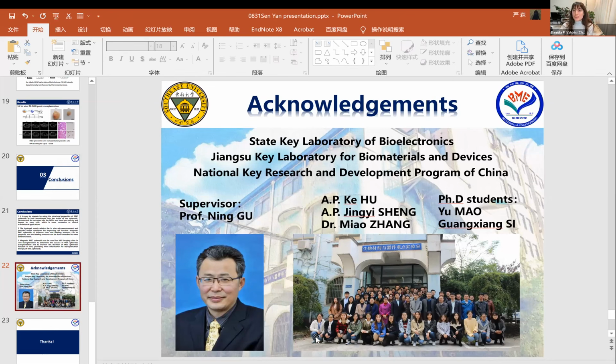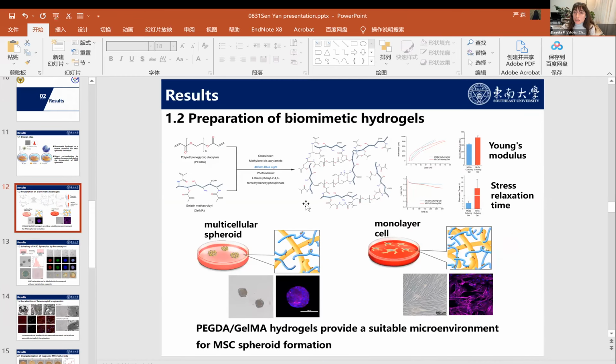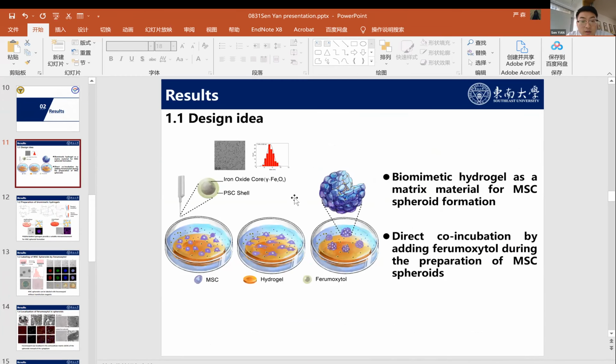So I have one. Does ferumoxytol have a coating to ensure the uptake? The ferumoxytol is coated with PSC. When we use the ferumoxytol, we do not coat any materials. We can use the ferumoxytol directly. It's a simple way. Okay, thank you.